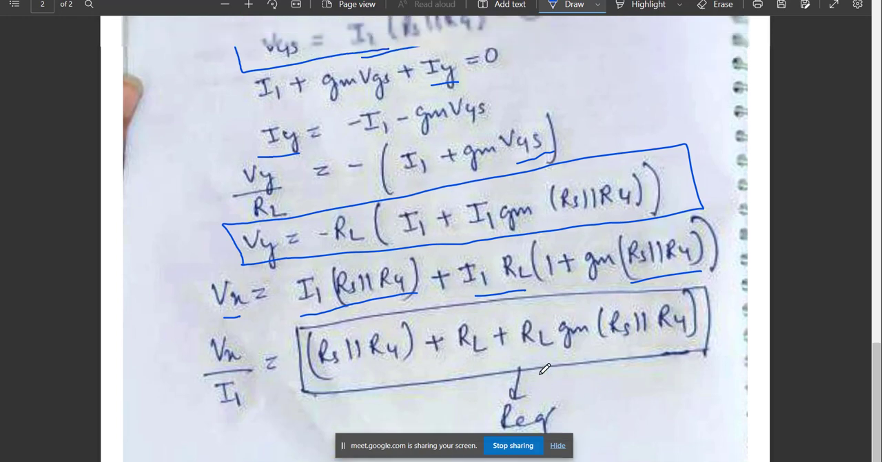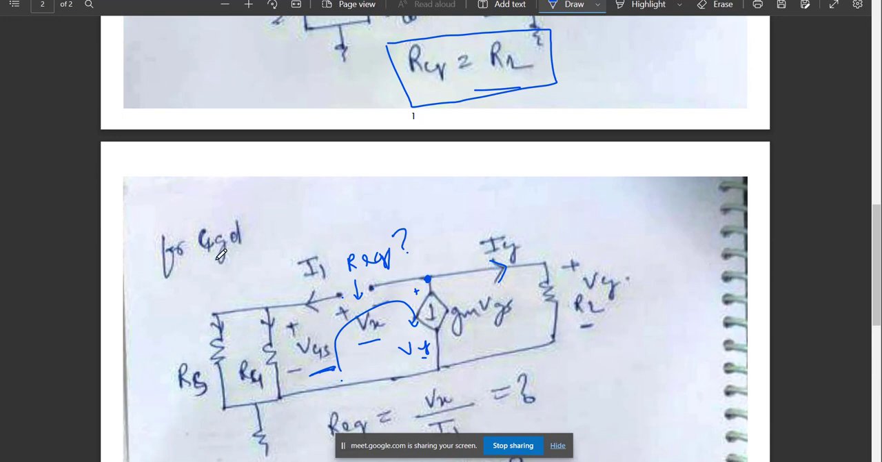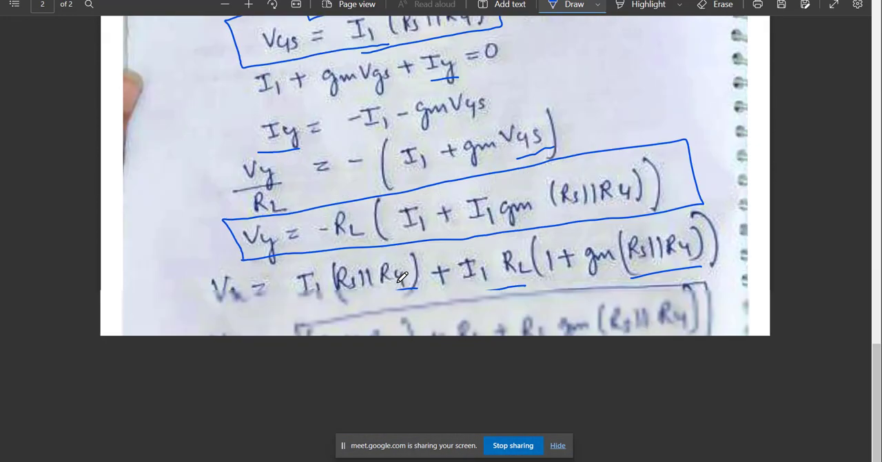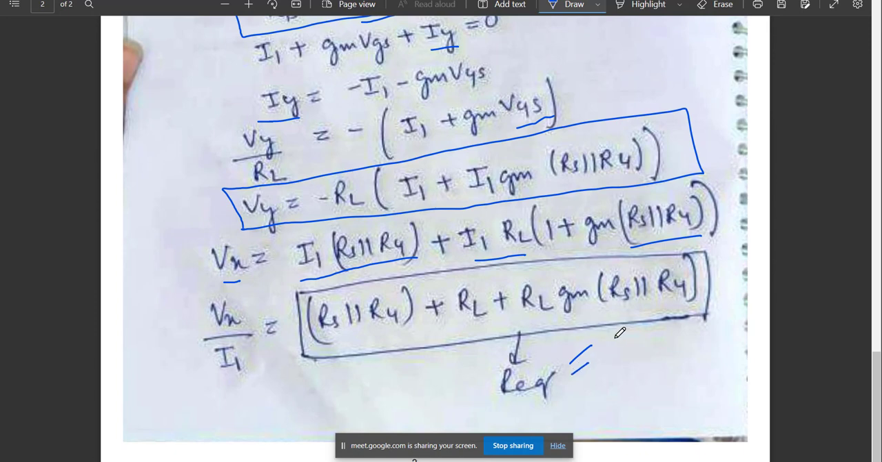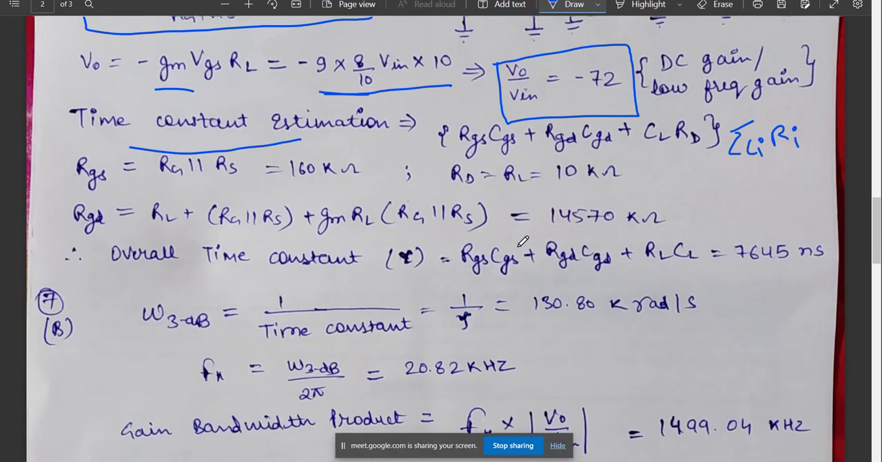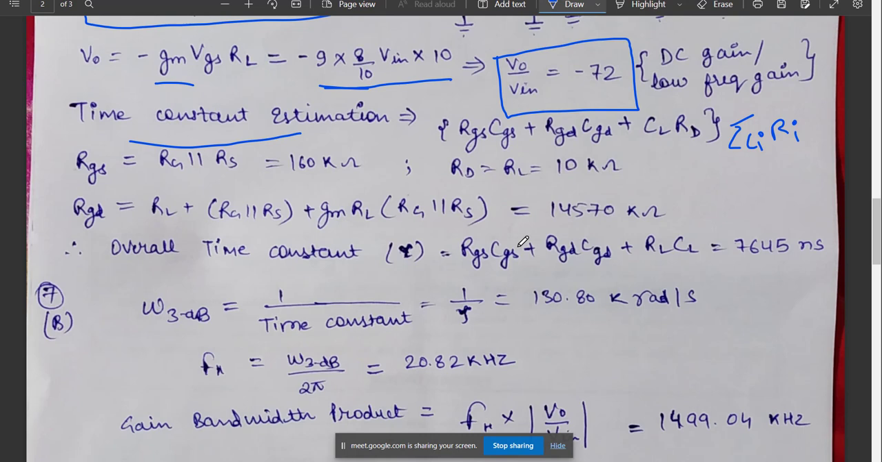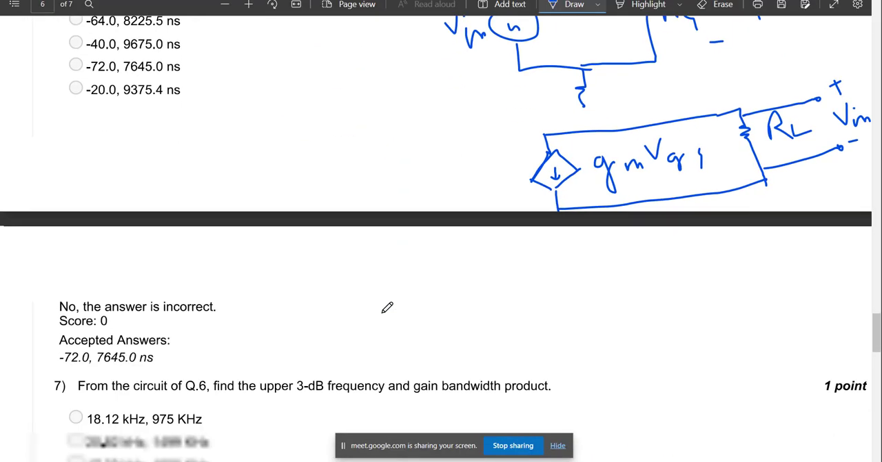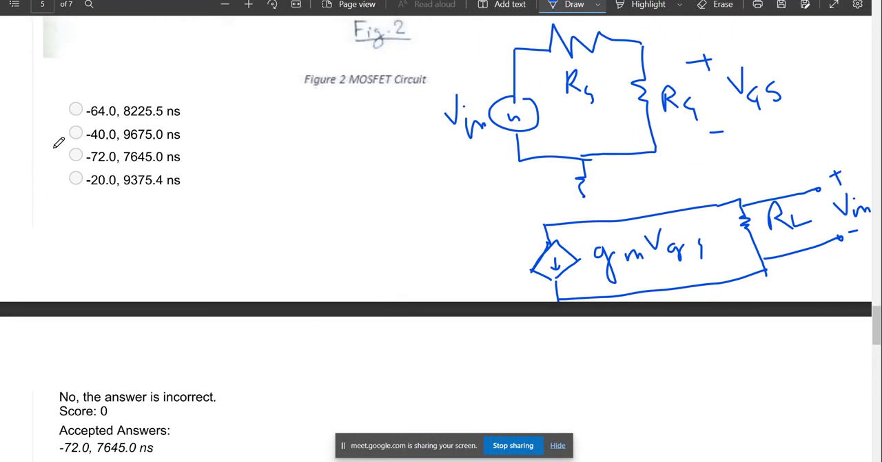This is R equivalent for CGD. That means this is RGD. Any doubt? No, ma'am. Okay. So this is what we have done here. So overall time constant will be RGS CGS plus RGD CGD plus RLCL. So we got around 7645 nanoseconds. So option number C is the correct option.